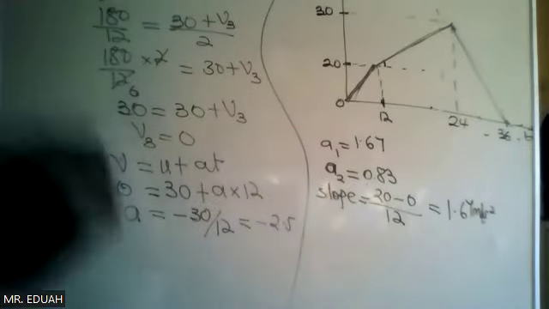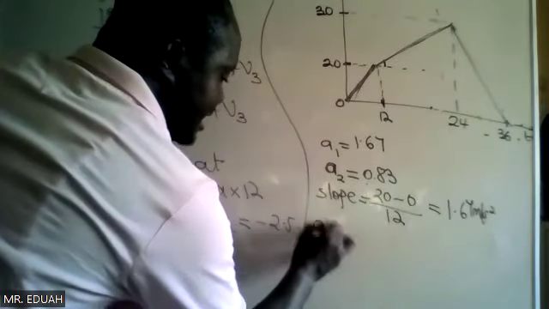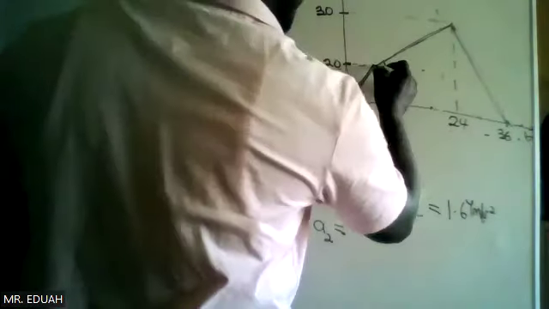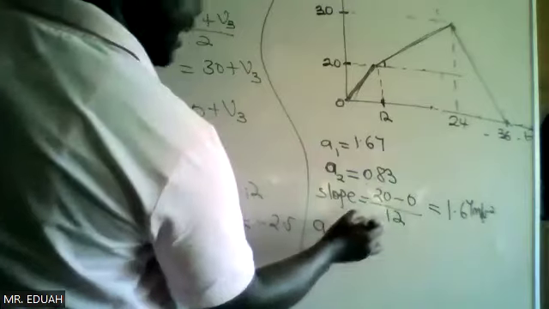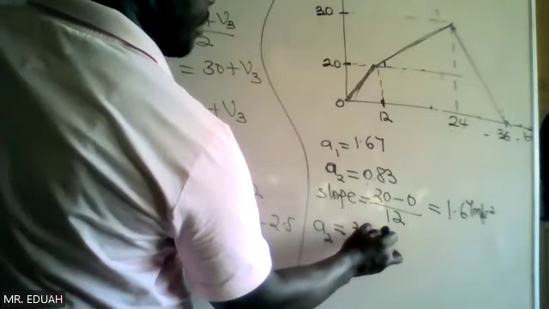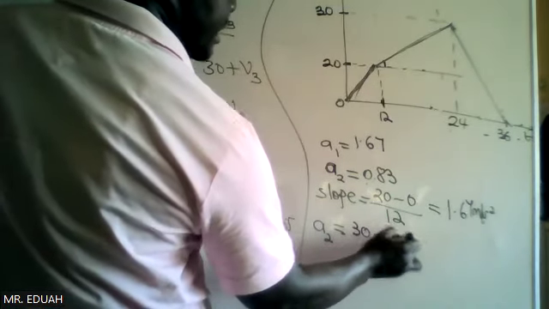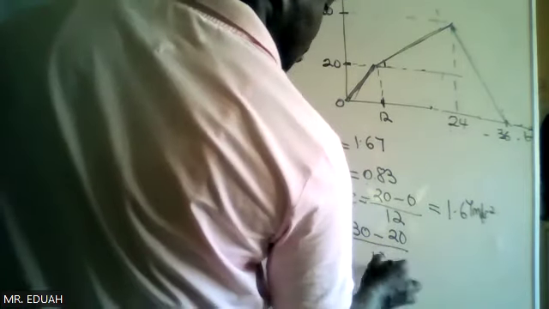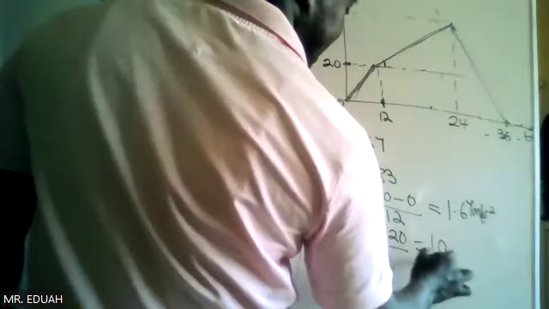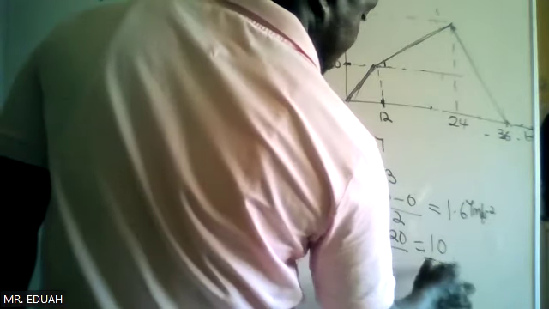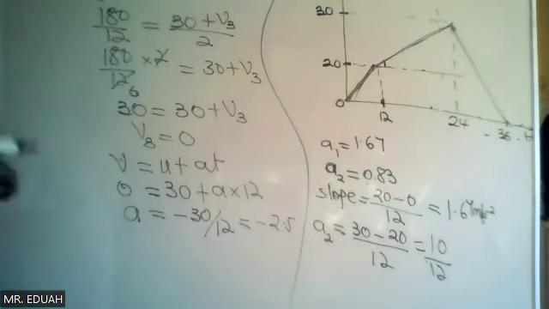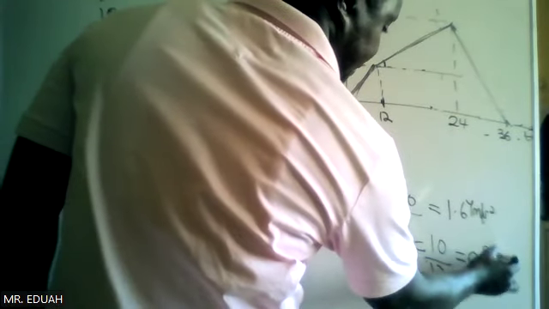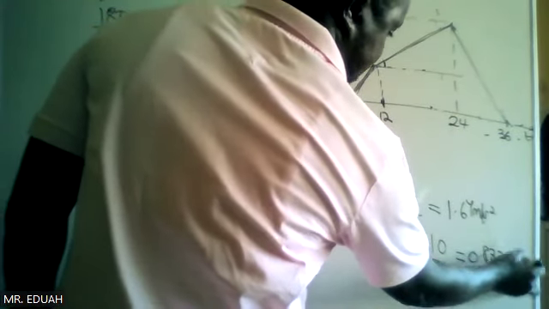Then the acceleration of the second part must be the slope of this. So 30 minus 20 over 12. So we have 10 over 12, and that must give us 0.833 meter per second squared.